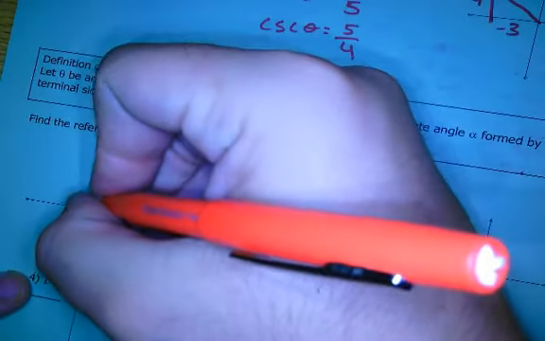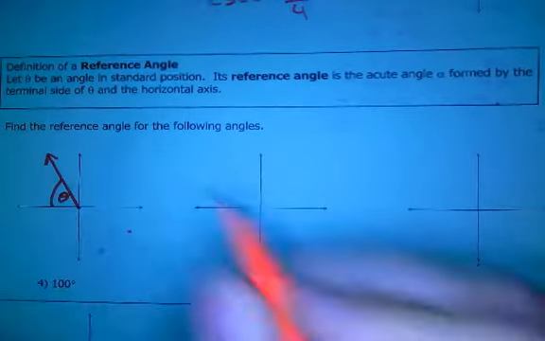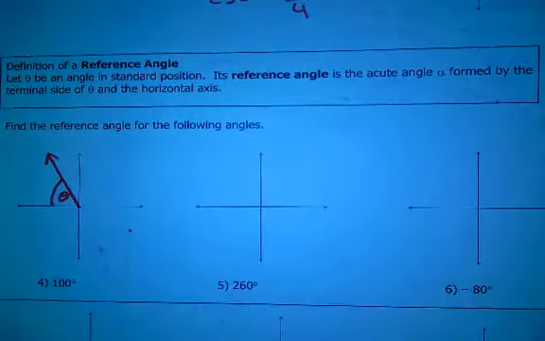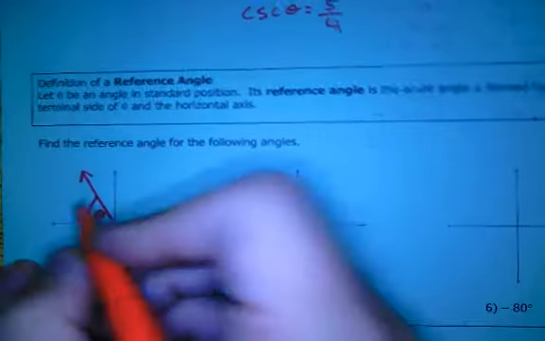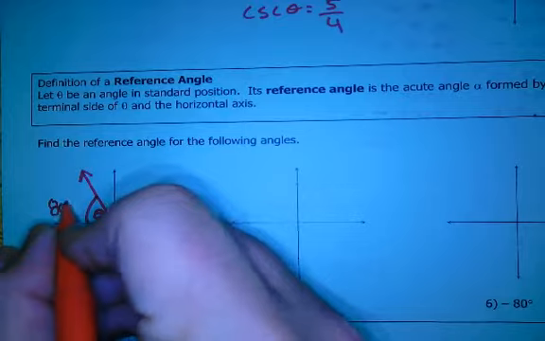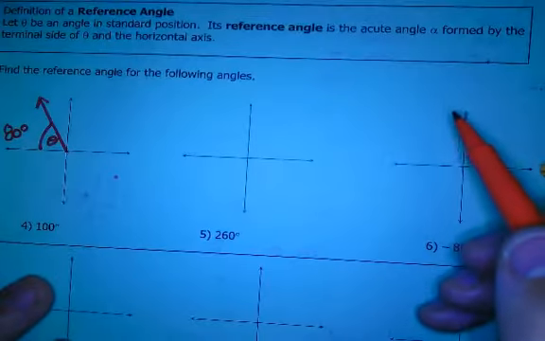So 100 degrees is over here in quadrant 2. This is the reference angle because we always use the closest to the axes. So how many degrees is from here to here? Well, this would be 80 degrees. So our reference angle is 80 degrees.